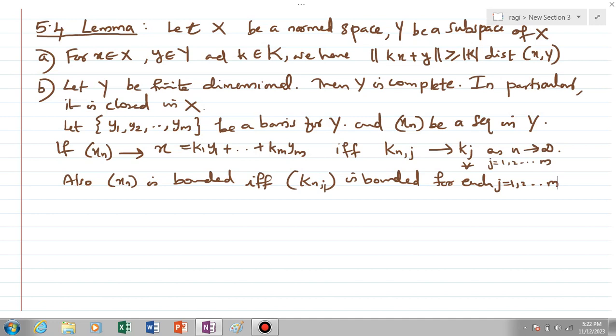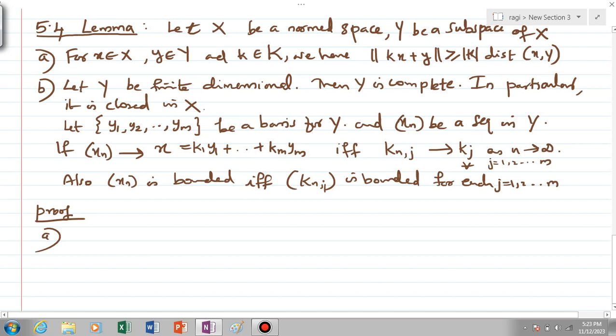That is, every finite dimensional subspace of a normed space is complete. In particular, it is closed in X. Then let y1, y2, etc., ym be a basis for Y and x_n be a sequence in Y. x_n converges to x if and only if the k_{n,j} converge to k_j as n tends to infinity for every j equal to 1 to m. Also, the sequence x_n is bounded if and only if the sequence k_{n,j} is bounded for each j equal to 1 to m. Now we will discuss the proof of part A.